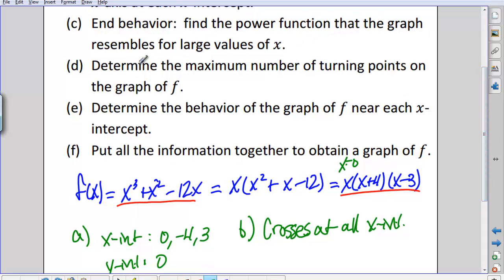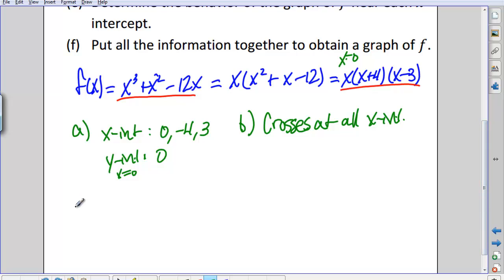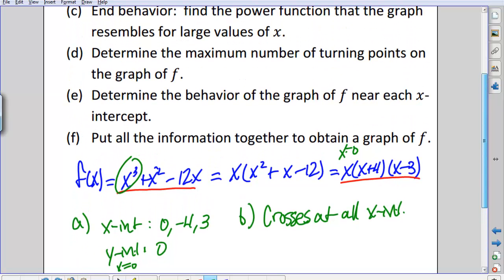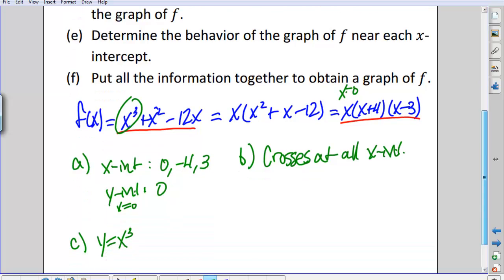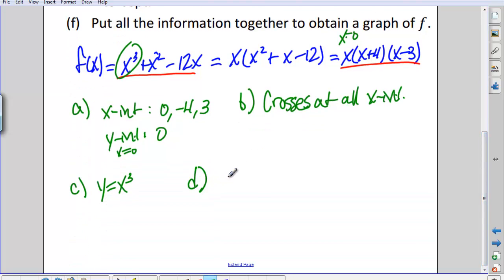Find the power function that the graph resembles for large values of x. The power function comes from the term that tells you the degree. That's x cubed, so y equals x cubed is the power function that determines the ends of the graph. So that's all we need there. Part D, maximum number of turning points. It's a third degree polynomial, so we have a max of 2 turning points, one less than the degree.